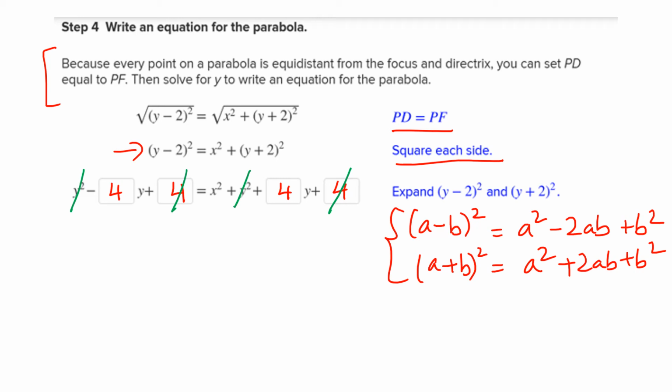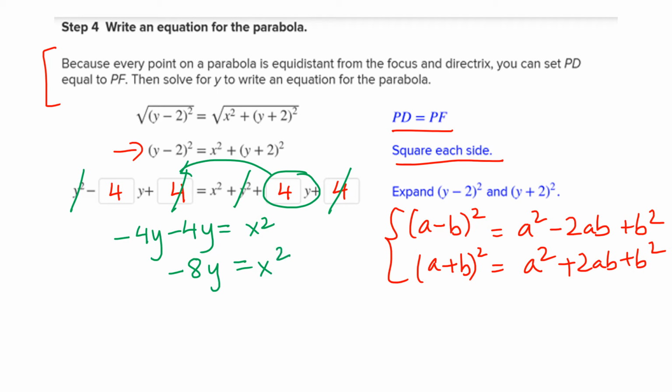Now when you have to simplify this more, you can keep your x square on the right only, and let's take plus 4y on the left so that it can be combined with the negative 4y already there. So it changes the sign and it becomes negative. So this is negative 8y equal to x square. Now before we move to the final answer, we need to do more simplification. So I can write this as y equal to 1 over negative 8 x square, dividing both sides by negative 8. So yes, this is the equation of the parabola.